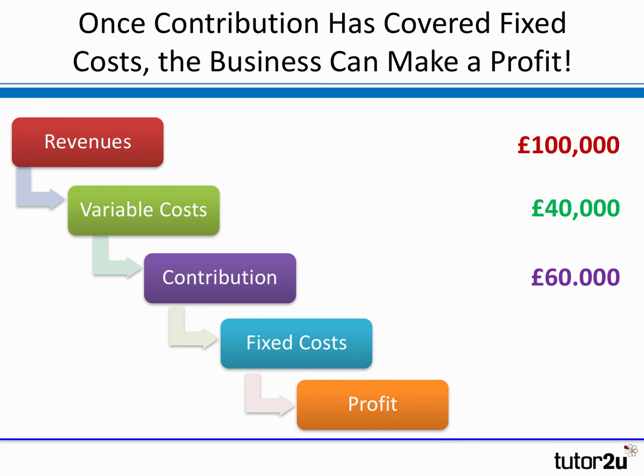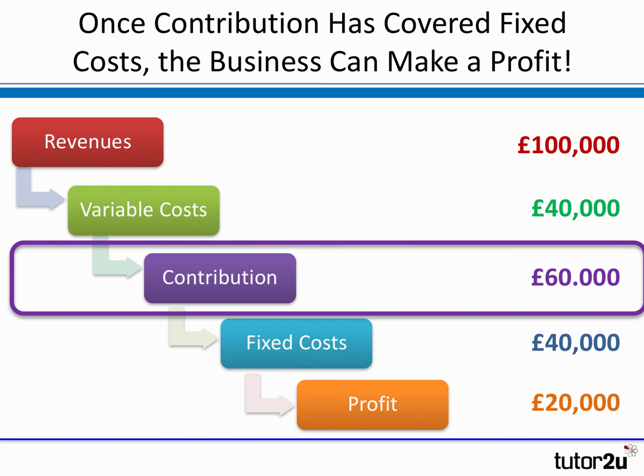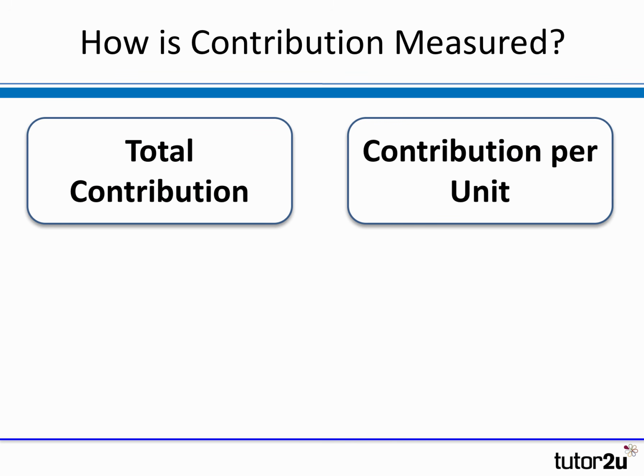The fixed costs in this situation are £40,000. So I've covered my £40,000 worth of fixed costs with my contribution of 60. That should leave something left. It's called profit. Profit is the difference between contribution less fixed costs. So in that case, my contribution was more than enough to cover my fixed costs. I'm operating at a profit. There's my contribution, £60,000.